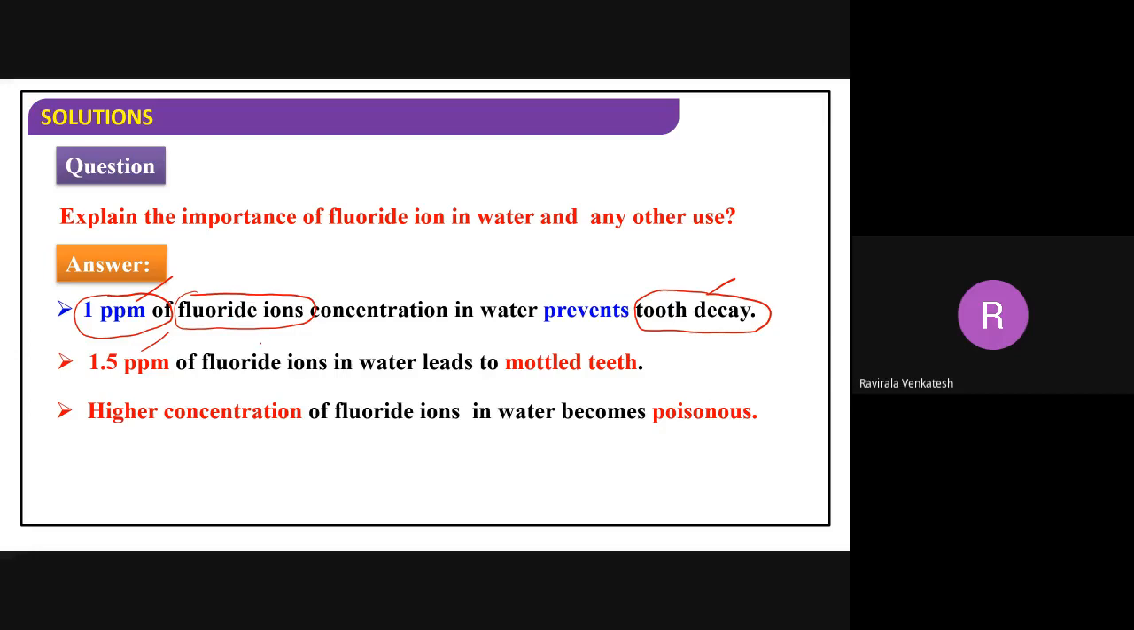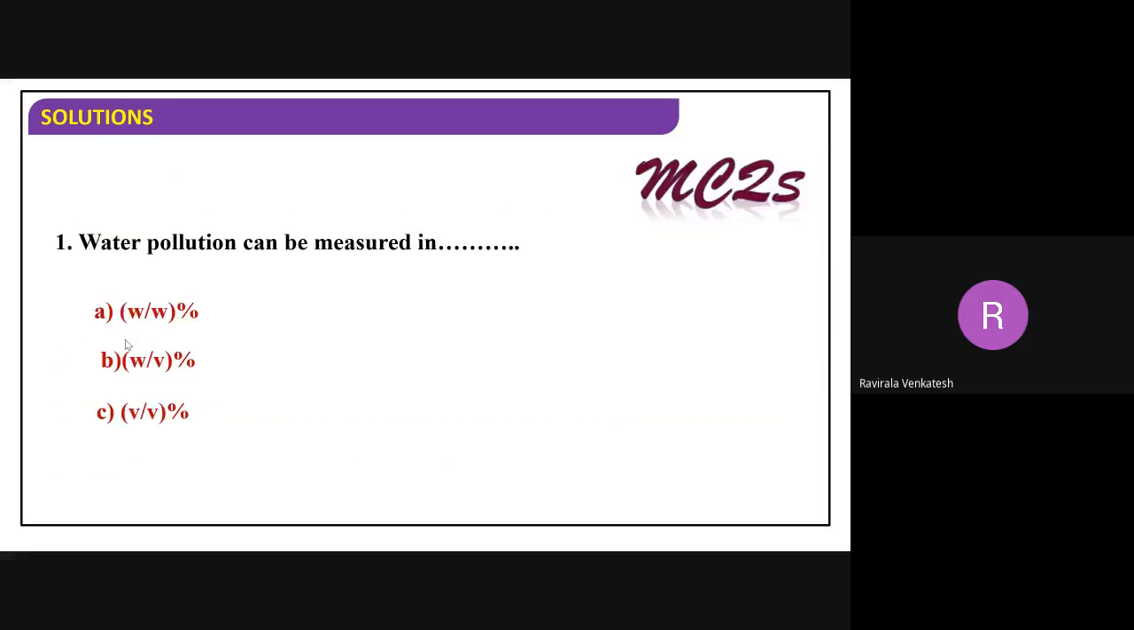Now this fluoride ion is converting into poisonous. If you take 1 ppm it is okay, but more than 1 ppm, what happened? It is acting as a poison at higher concentration. So that means for very small quantities we use ppm like this. Water pollution can be measured in which method, beta? ppm, sir. In ppm. Very good.